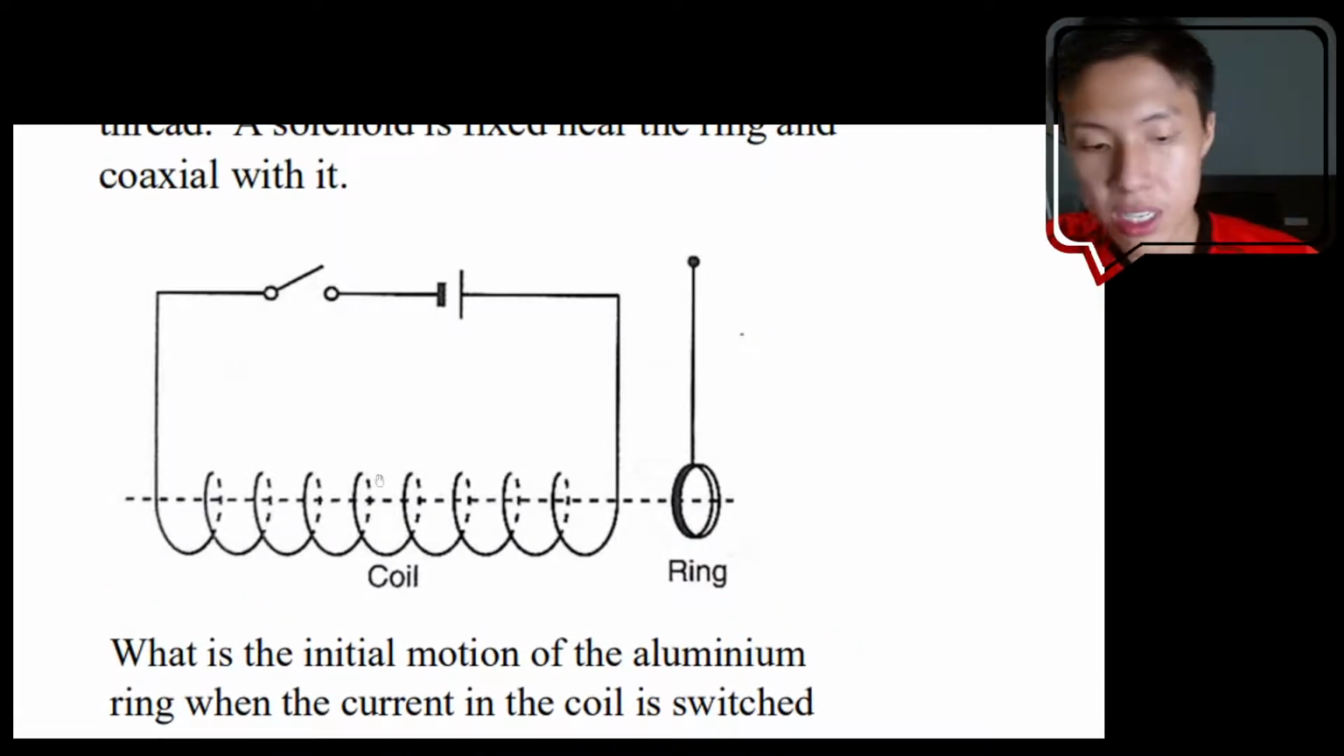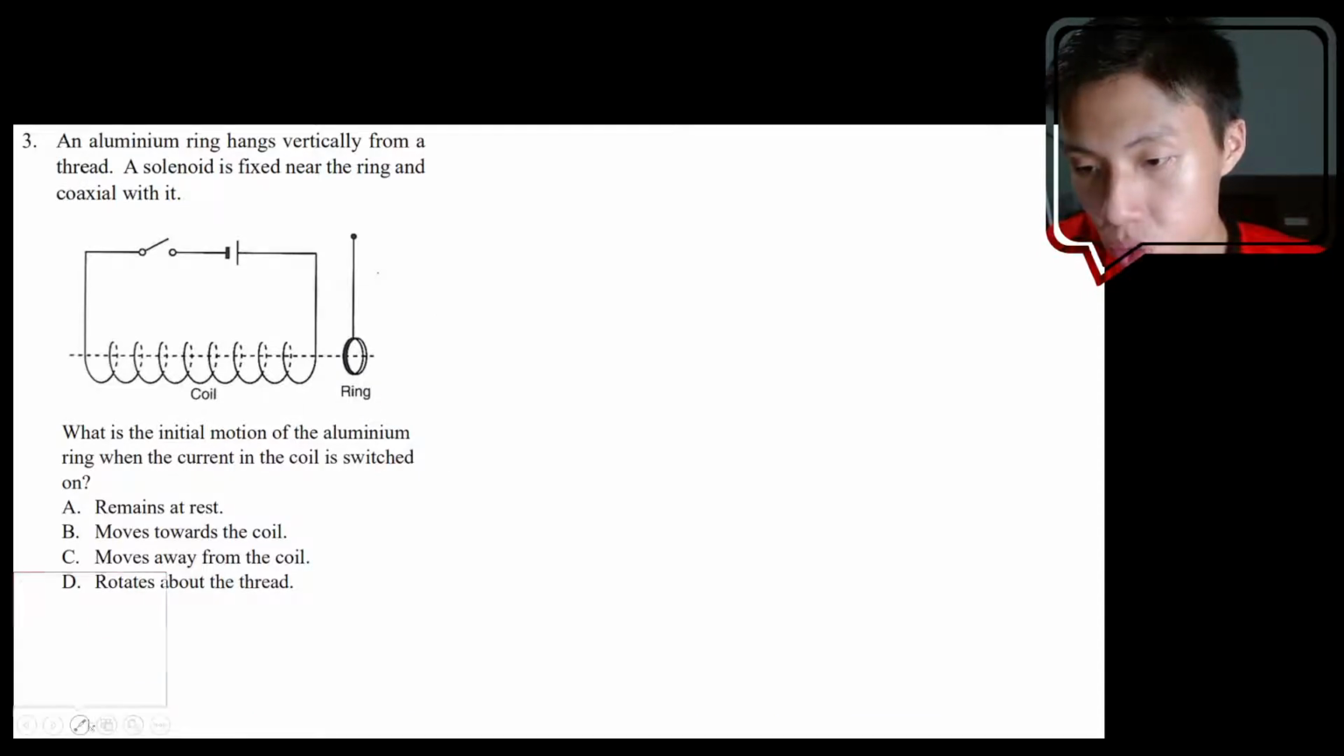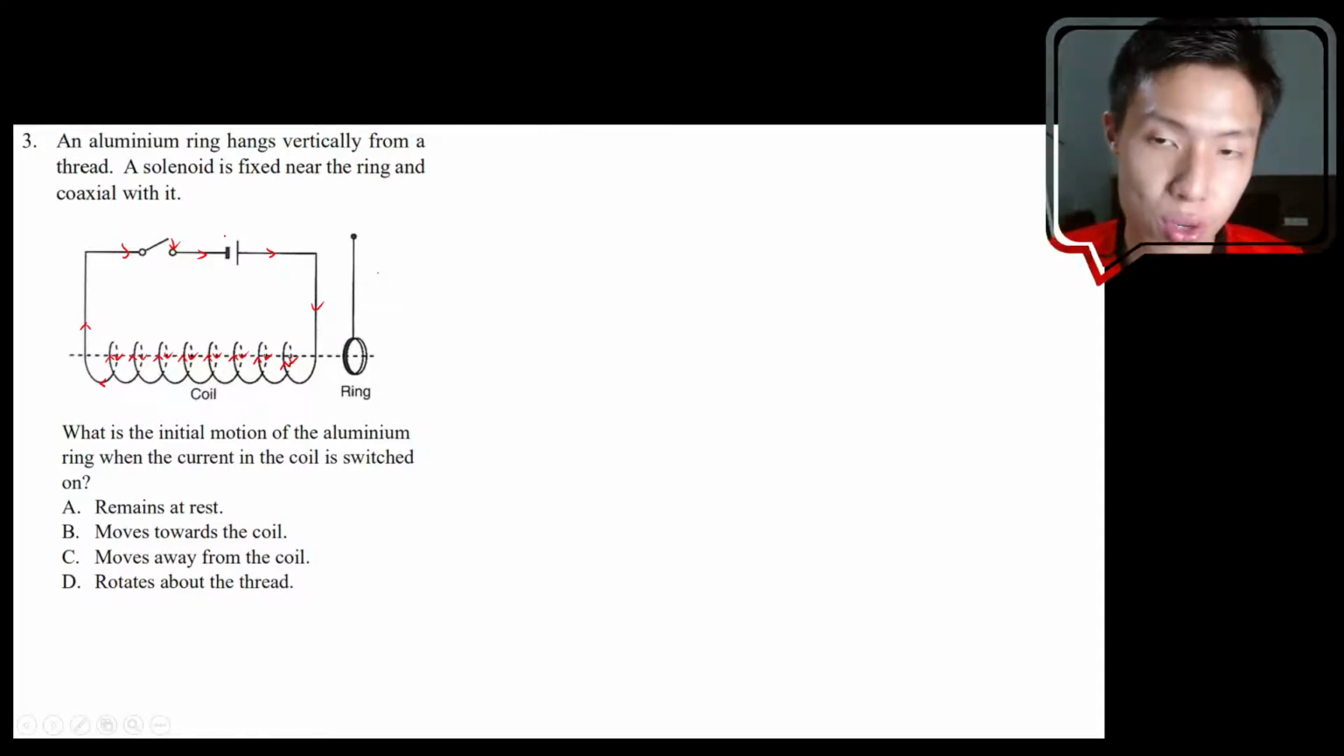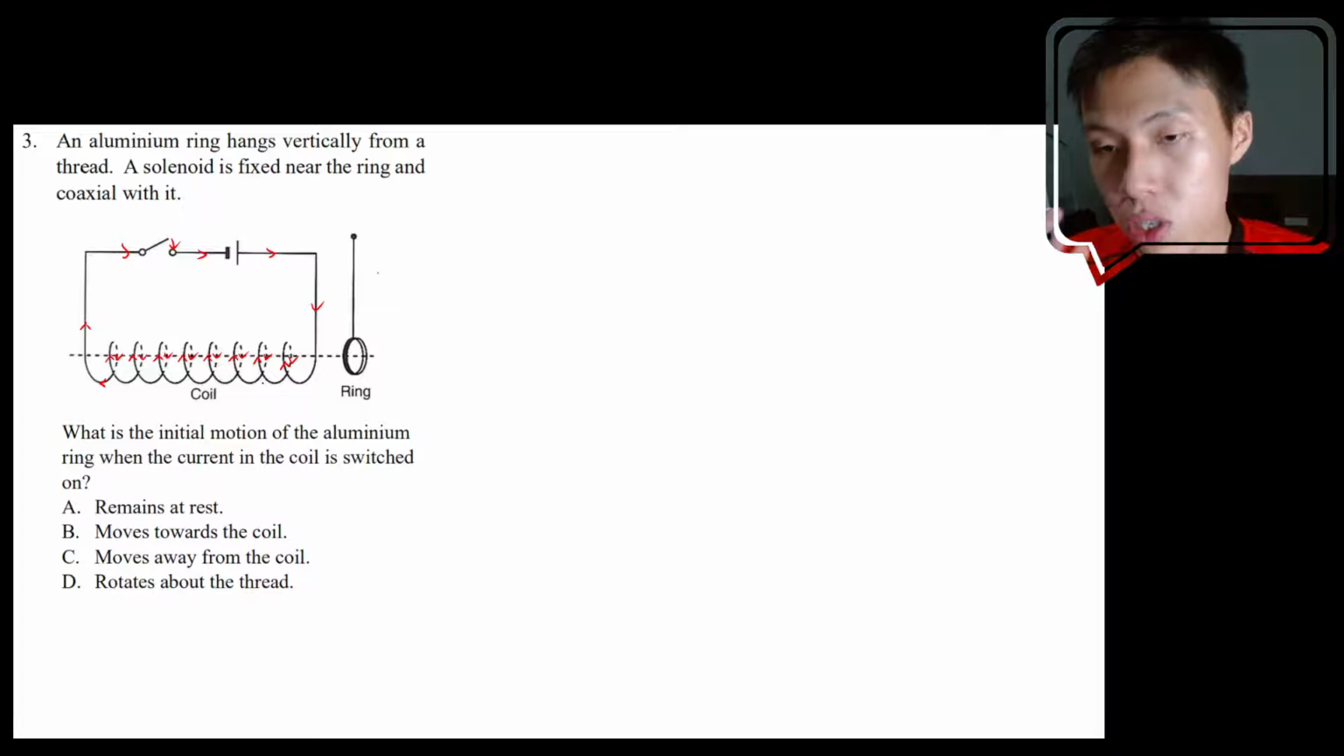What happens is they are going to switch on the circuit by closing the switch over here. When they close the switch, current will be flowing from the positive terminal to the negative terminal. So you go up, down, up, down, and so on, up, up. This is how the current will flow when you close the switch over here. Now they ask, when you close the switch, what will be the initial motion of the aluminium ring.